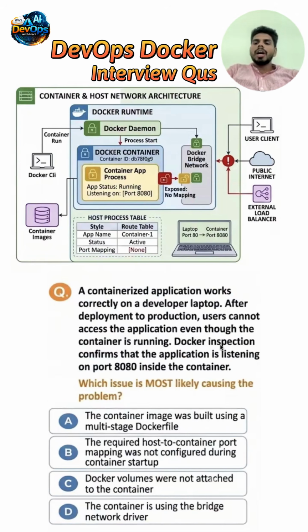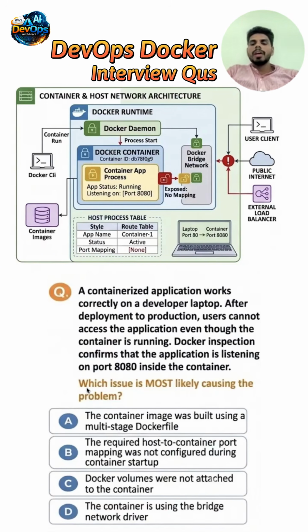Docker inspection confirms the application is listening on port 8080 inside the container. See, there's the Docker CLI; the developer tested on the local laptop, which is working. So he moved it to production. So this is the container runtime. Here you can see the Docker container is created and we can see port 8080 is listening. But still the user from the public is not able to access your application.